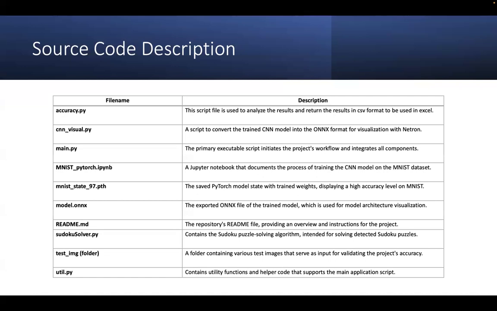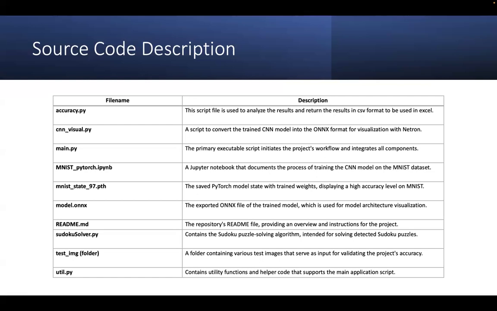Then the CNN visual is essentially just a file that I created as a visualization for the model, the MNIST dataset trained model. The main.py is for the main functions. The mnist.pytorch is showing how I have trained it. This is the mnist_state_97.pth. This is the actual model parameters, or the model saved in a file. Model.onnx is just the file I generated from CNN_visual, which I use to create the visualization.